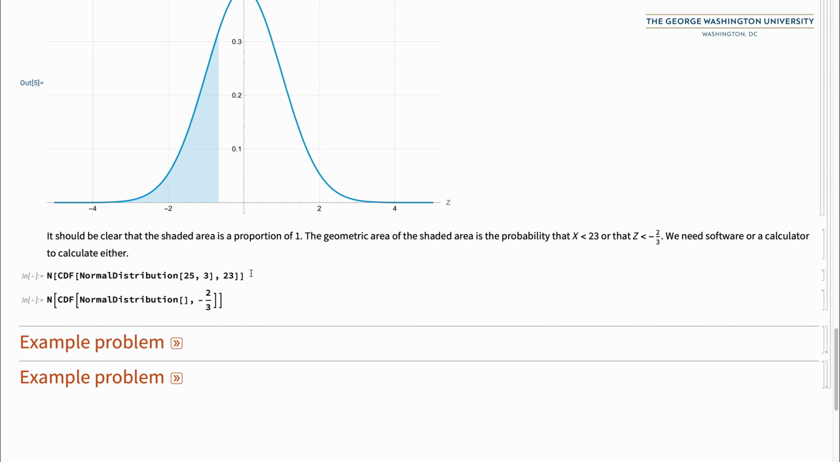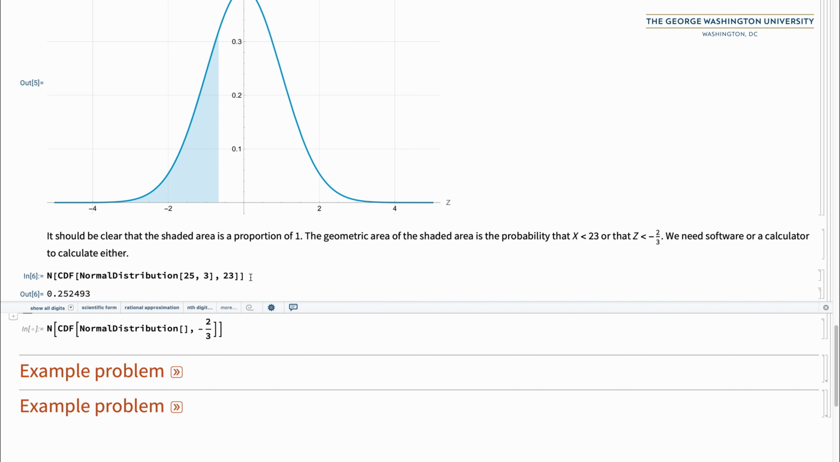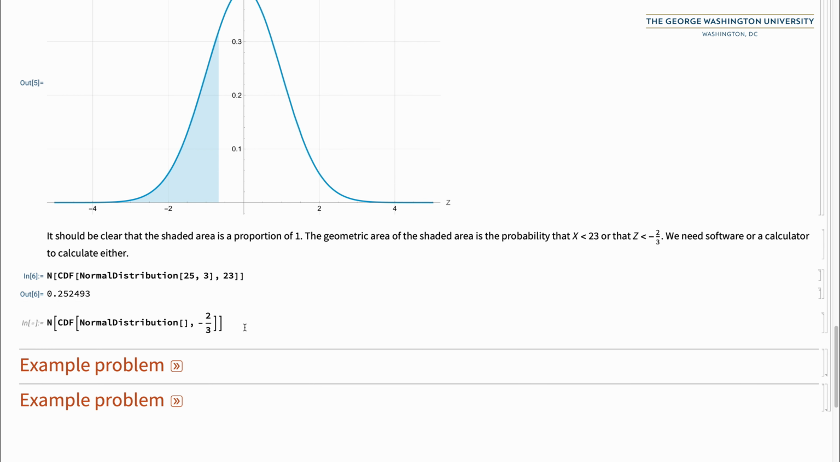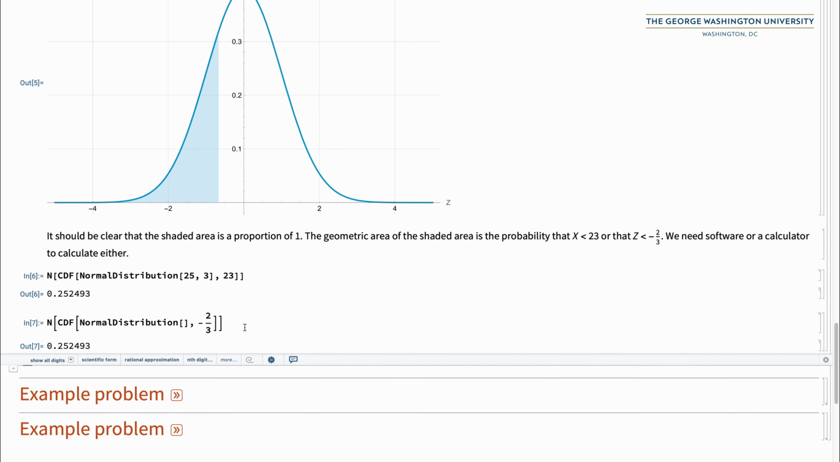So right down here, I've just used this language. This is the Wolfram language. You don't have to worry about that. I can just write the code and you can see it's 0.252493. So it's about 25%. This area under the curve is 25%. If I use the Z distribution, I'm going to get exactly the same result.